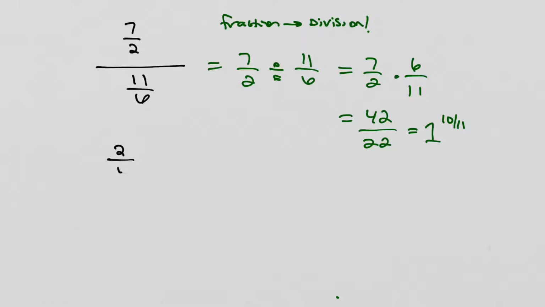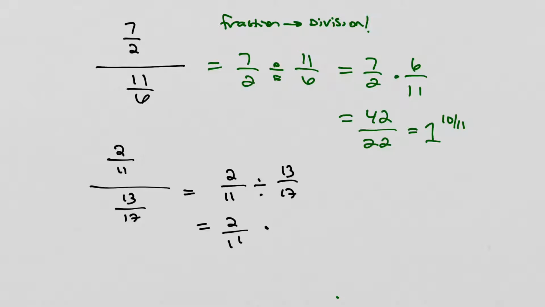Okay, so if I had 2 over 11 divided by 13 over 17, then what you can do is take that numerator, divide it by the denominator, and when you divide by that denominator, again, what we're doing is we are going to flip it and multiply. So 2 times 17 gives me 34, and 11 times 13 is 143. So there is that particular division problem.